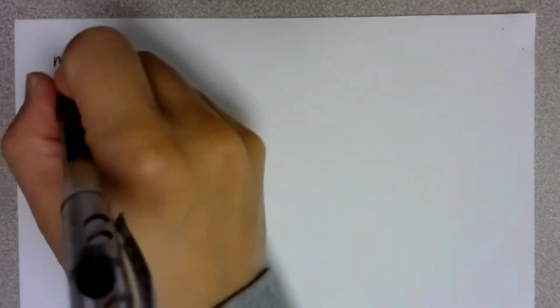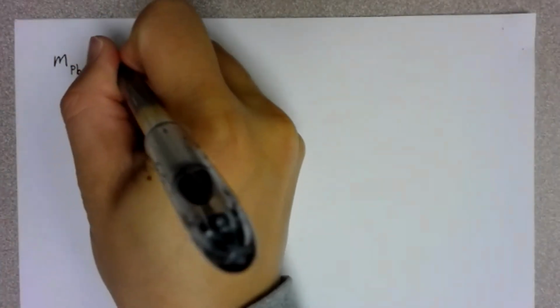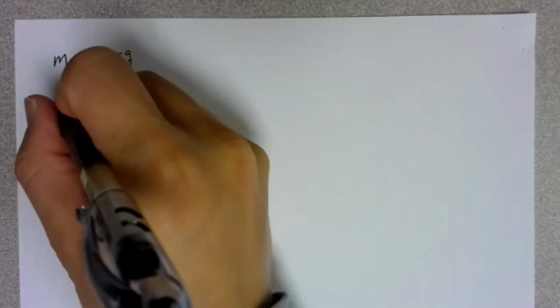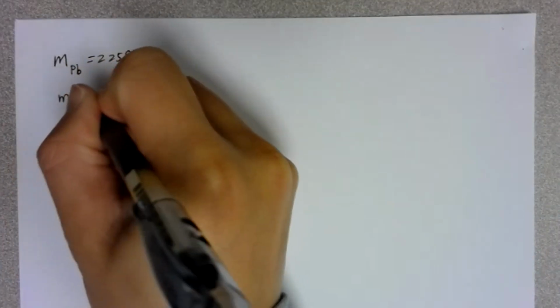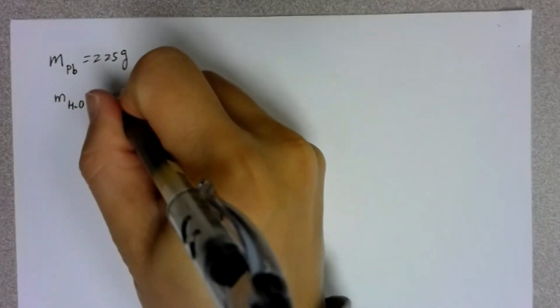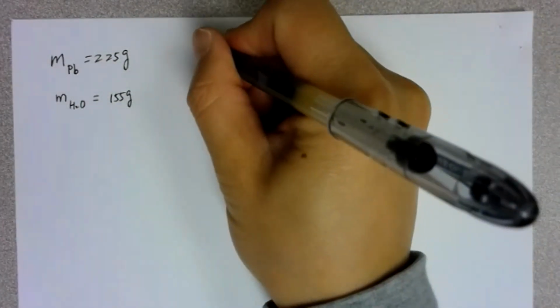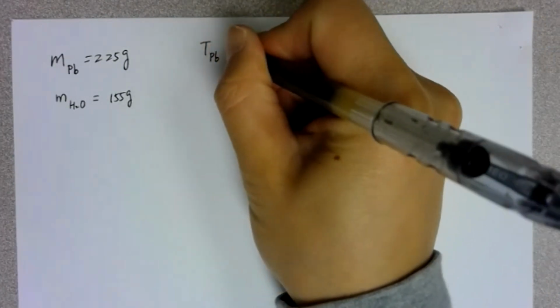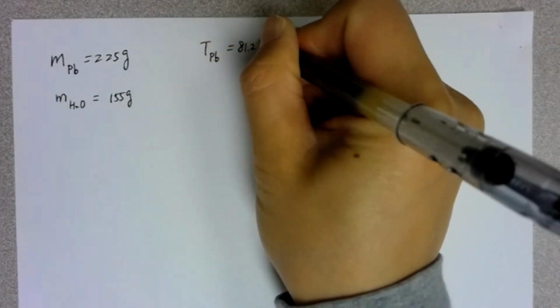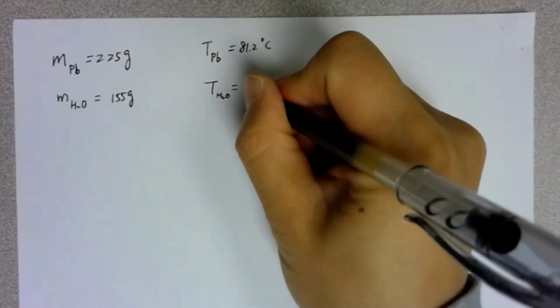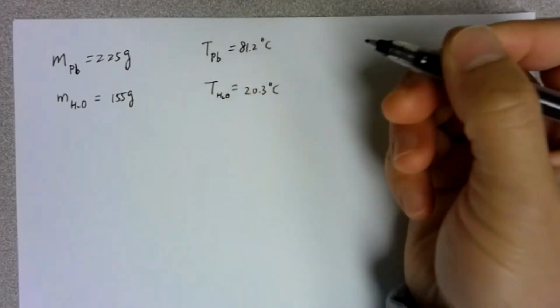The mass of the lead, if we use chemical symbols, Pb, is 225 grams. The mass of the water, H2O, is 155 grams. Initial temperature: the temperature of the lead initially is 81.2 degrees Celsius. The temperature of the water, H2O, is initially 20.3 degrees Celsius.